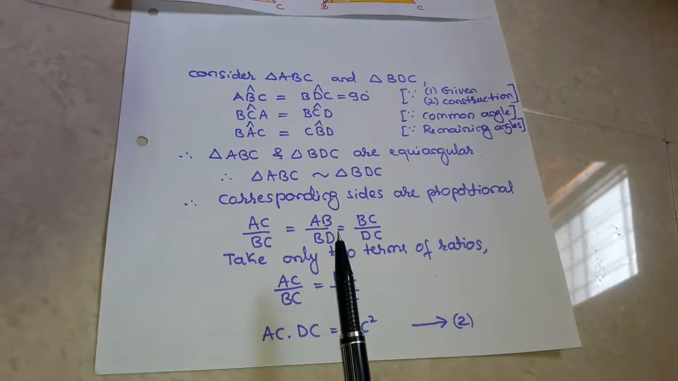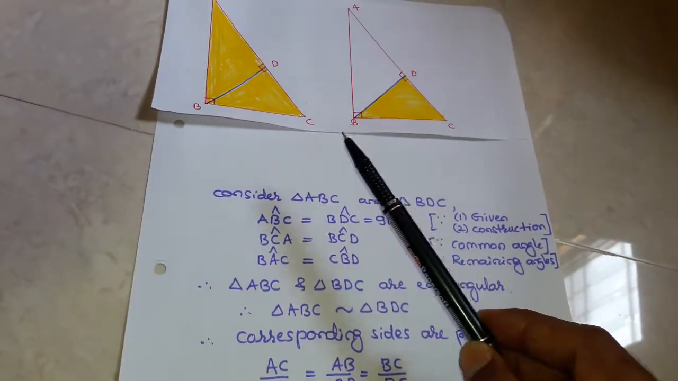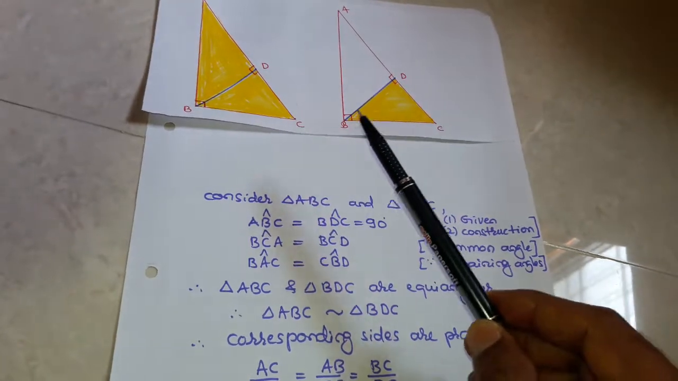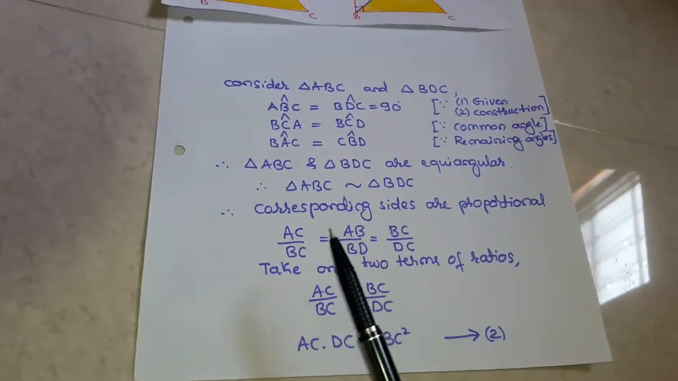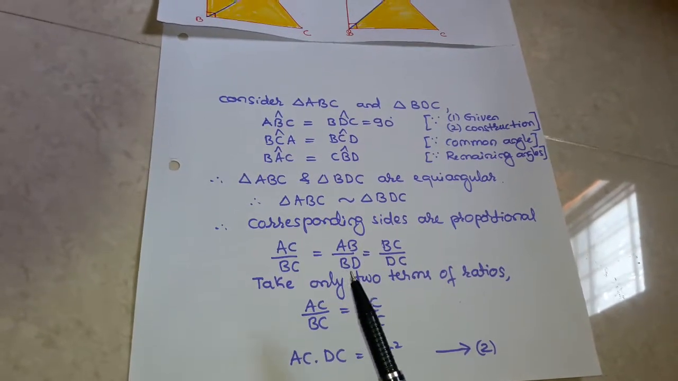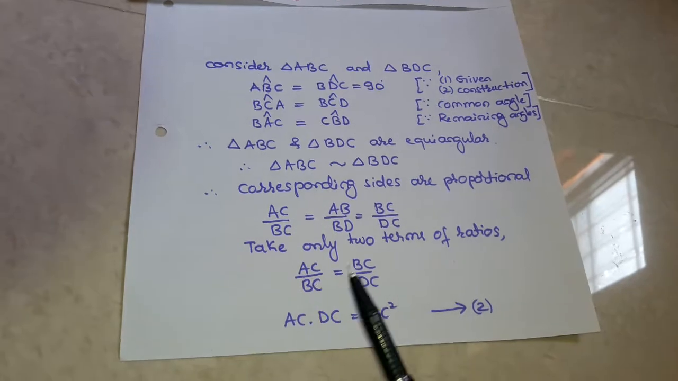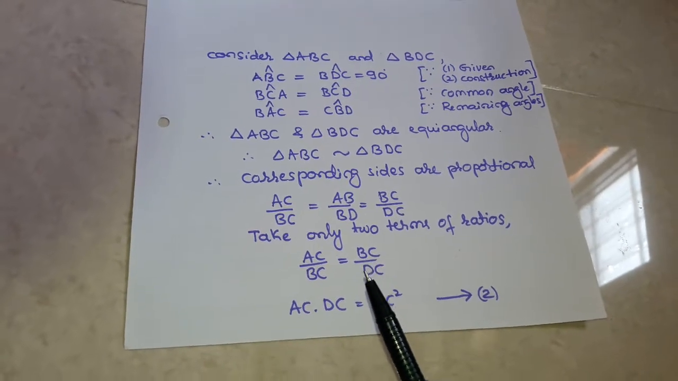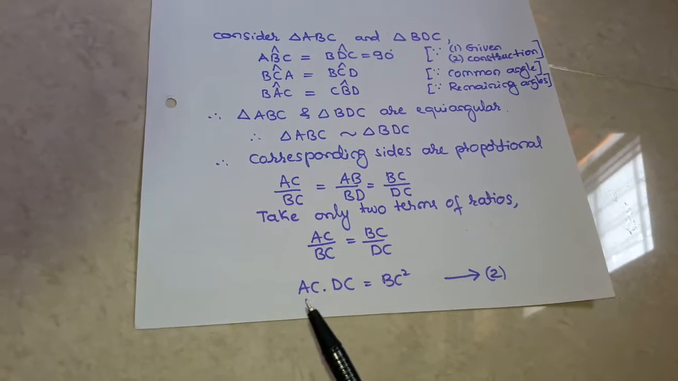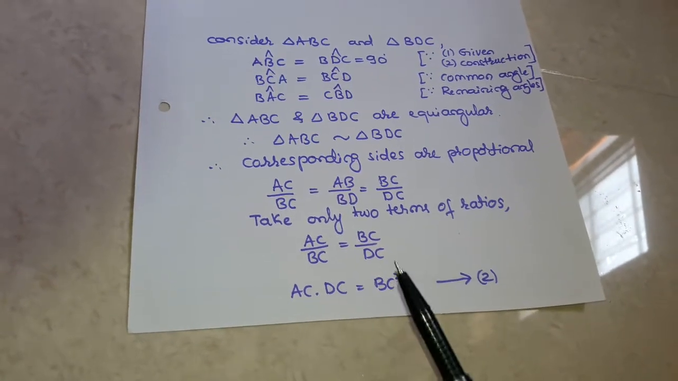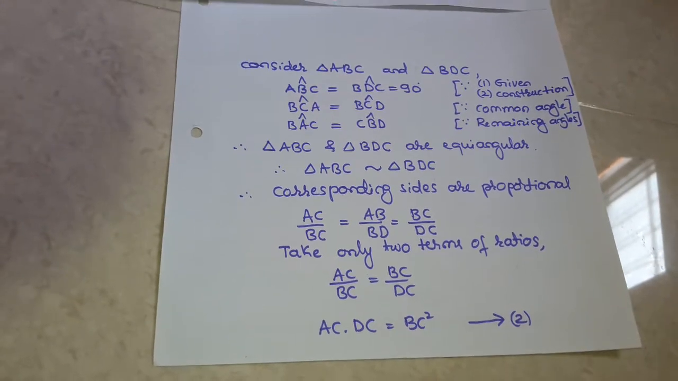Exclude this middle term of the ratio because it has BD. See, BD we don't want in the final proof, it will not come there. So BD is to be excluded. Omit this term of the ratio, AB by BD. Connect first and last: AC by BC equals BC by DC. Cross multiply them, AC into DC equals BC square. So this is how we note 2.